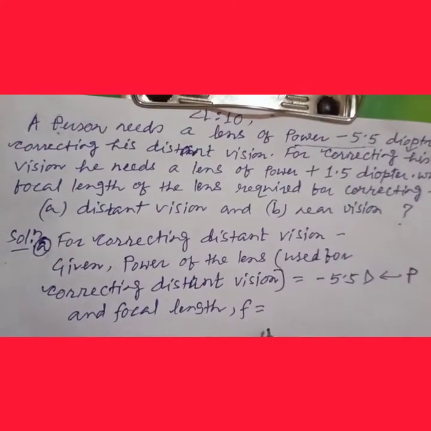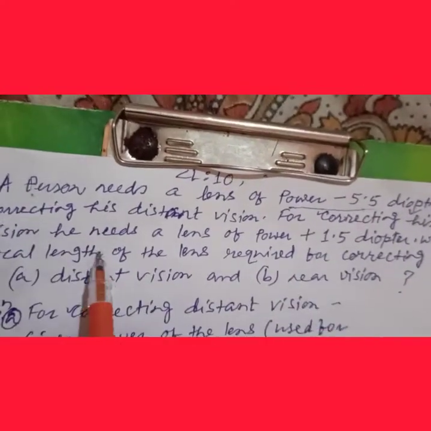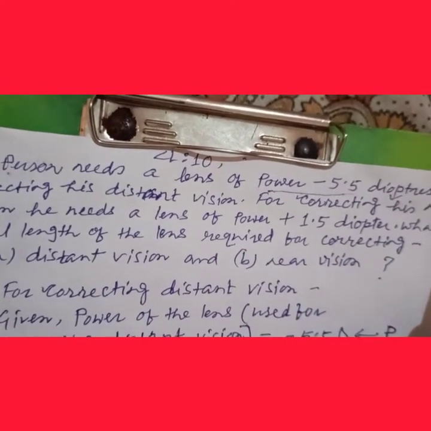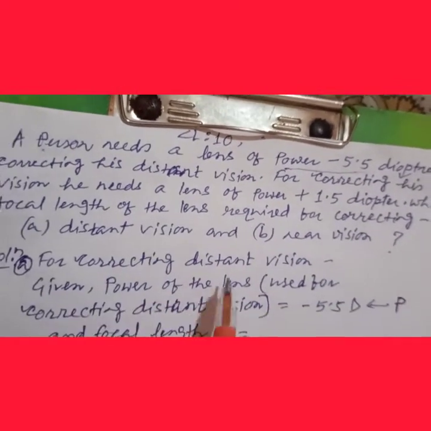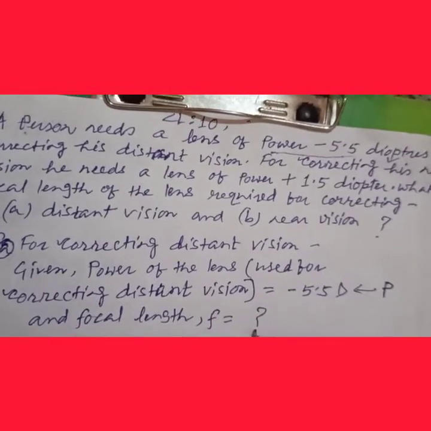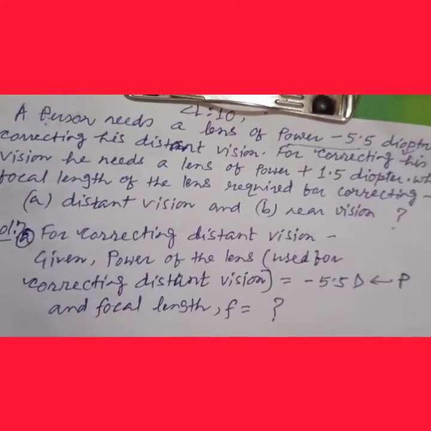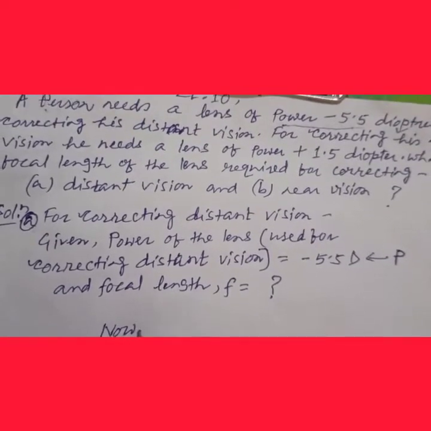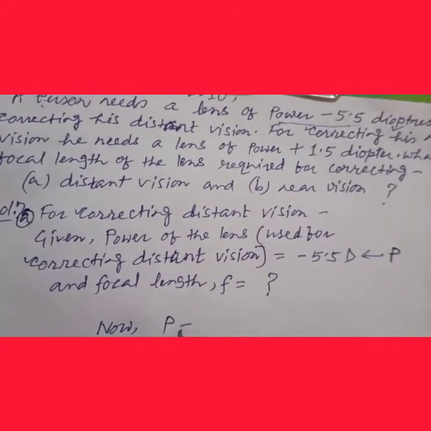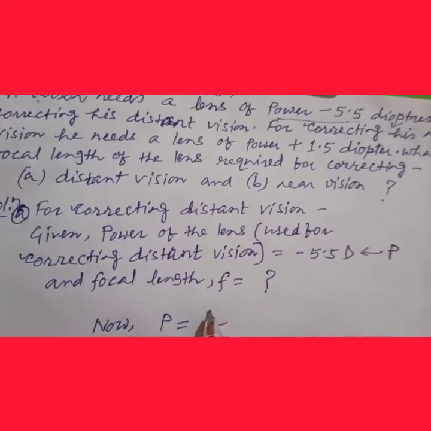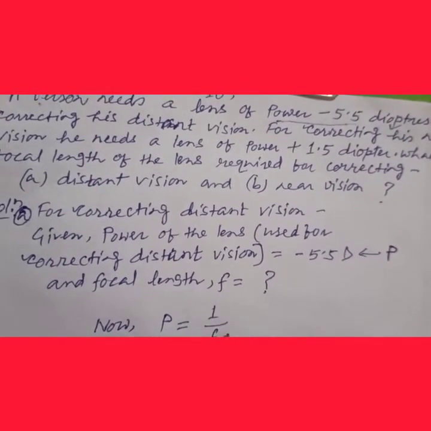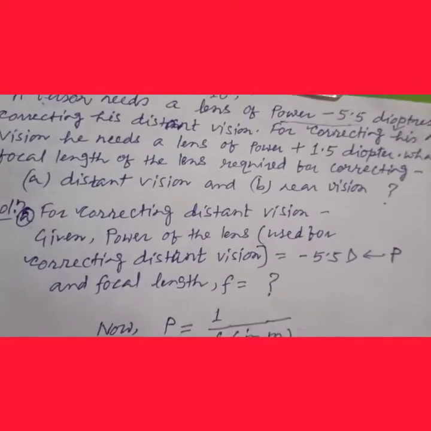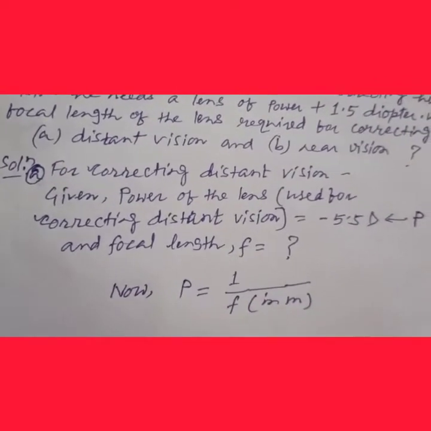And the focal length is not given. What is the focal length of the lens required for correcting? So we have to find out the focal length also. It is not given, so you write a question mark there. Now P, the power of a lens, equals 1 by F, with F in meters. That is the unit.